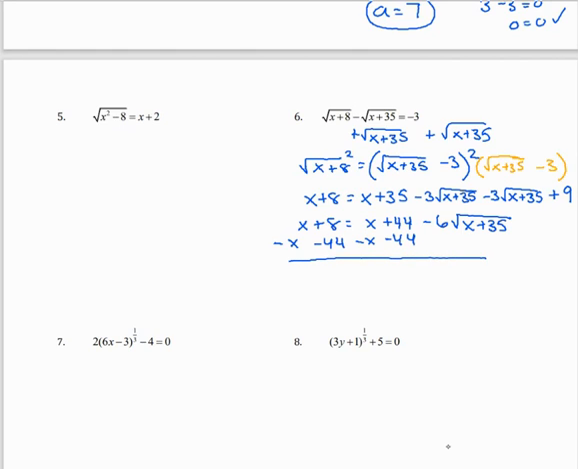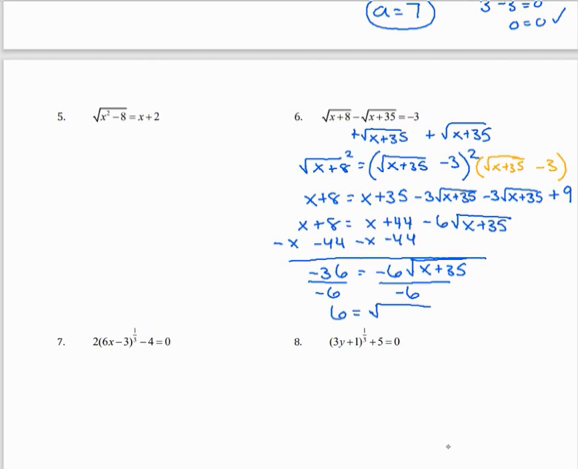When I do that, I get 8 minus 44, which I kind of like the looks of that because that's giving me a negative 36. And on the right side, I have this negative 6 root x plus 35 left. So I like that negative 36 because now I can divide that right-hand side by negative 6, and it comes out as a nice integer. Negative 36 divided by 6 is positive 6.